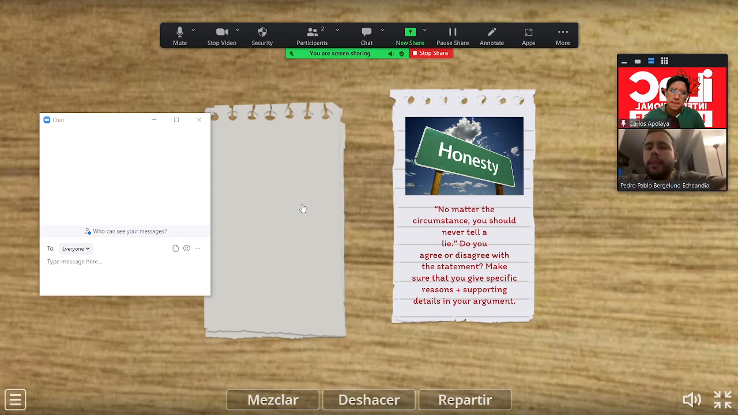Well, to be honest, I disagree with this statement, basically because, to my mind, sometimes you have to say little lies to get through difficult situations or to tackle any problems.